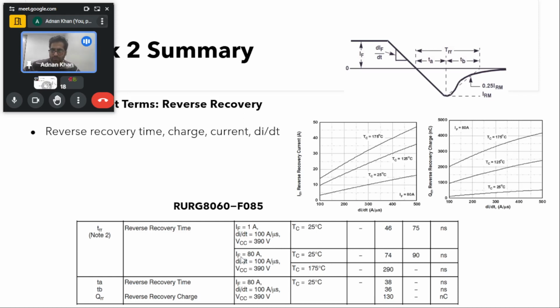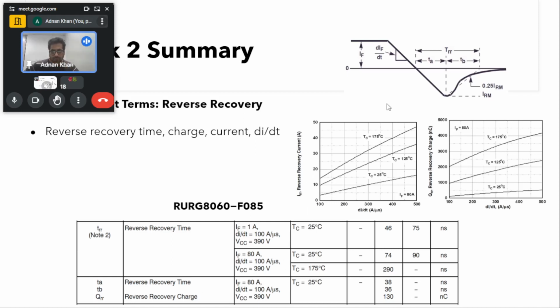You can see the reverse recovery increased with the increase in the steady state value of the current, because with 1 amp we had a reverse recovery of around 46 nanoseconds. Now with 80 amps, with a similar VCC voltage, we have an increase in the reverse recovery. That means our reverse recovery will increase with the increase in the steady state value of the current flowing across the device.